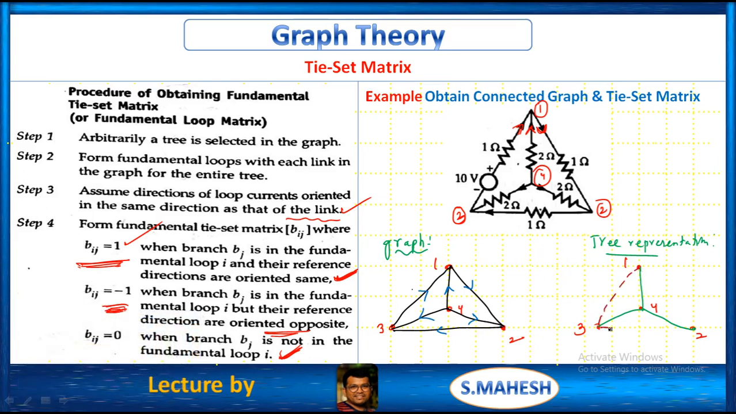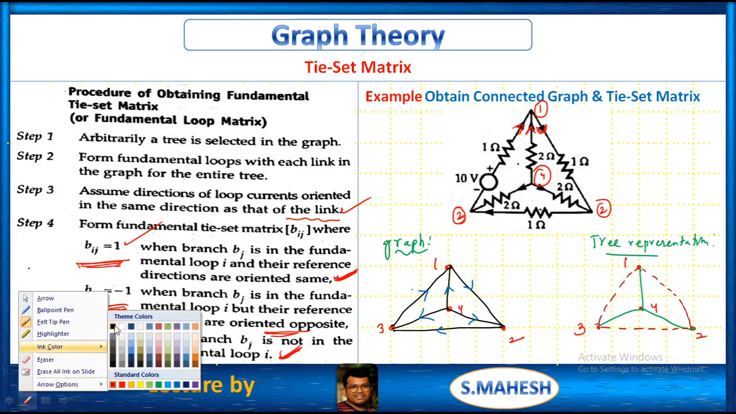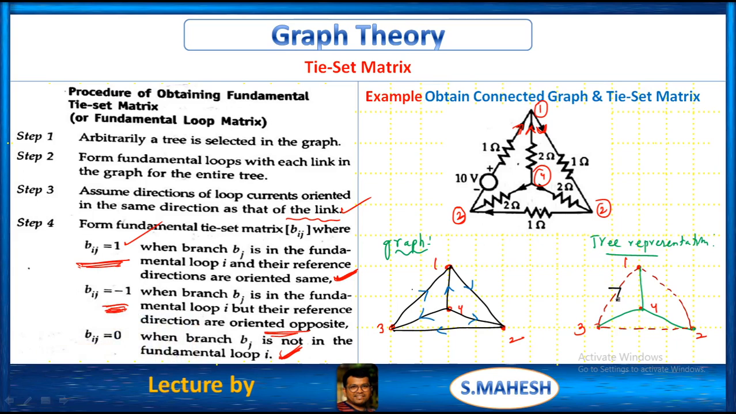This is one link, this is another link, this is another link. Completed. Then what is the direction? Given direction is, link direction is like this. This given direction, link direction is like this. This given link direction is like this.